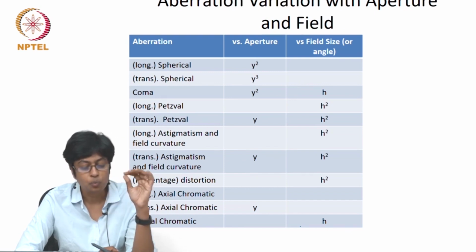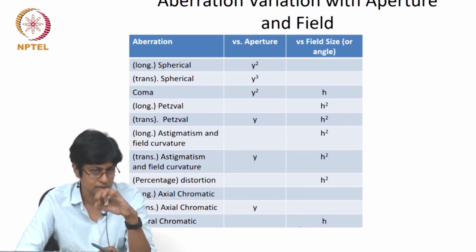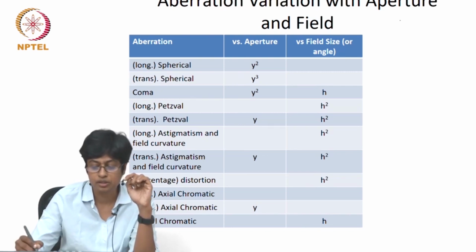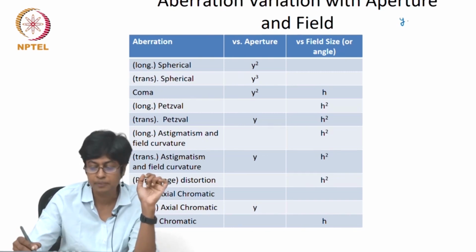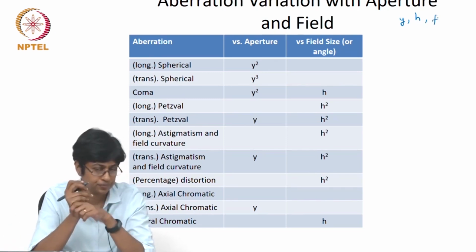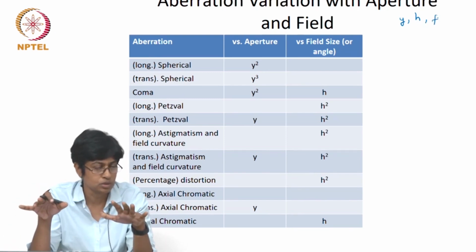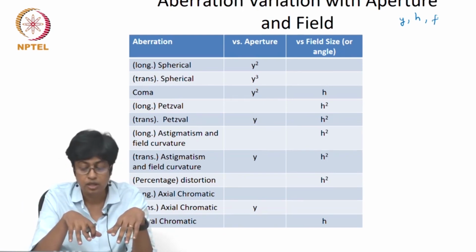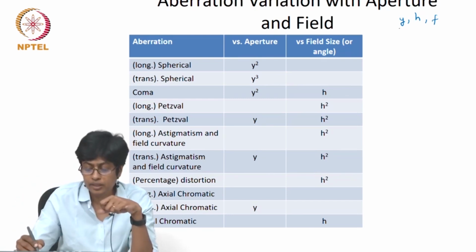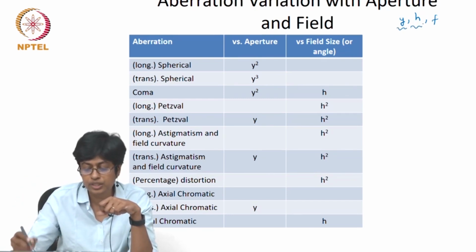And now you make some slight change in the system. So what do I mean by slight change in the system? You don't change the focal length of the system, but let's say you change the aperture. The aperture you started with, you've calculated aberrations for a system with a certain aperture, a certain field size, and a certain focal length. And you have now got the values for all these various aberrations for a particular optical system. Now you go into that system and you change Y and you change H.